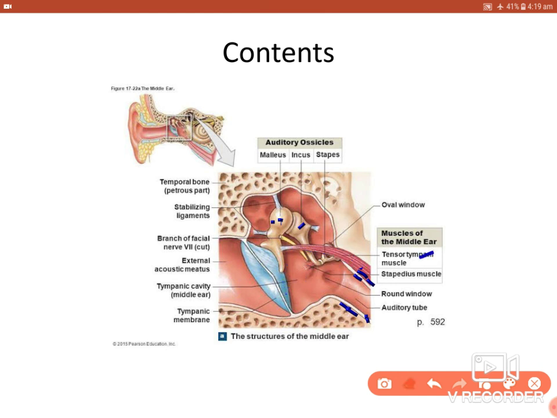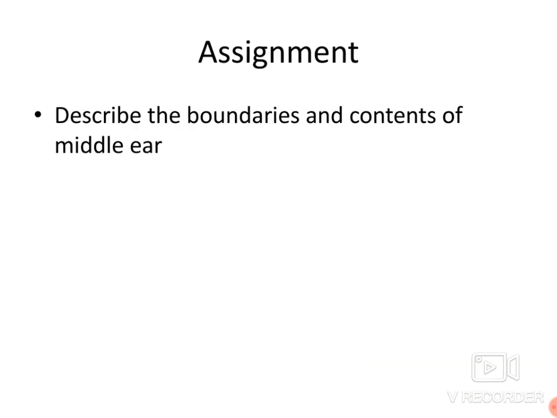Then in relation to the stapes, you can see there is a small muscle there. This is the stapedius muscle. From the pyramid, it goes towards the posterior of the neck of the stapes. Then you can see the ligaments which stabilize the ear ossicles. Then the nerves form the contents of the middle ear. So that's all about the middle ear.